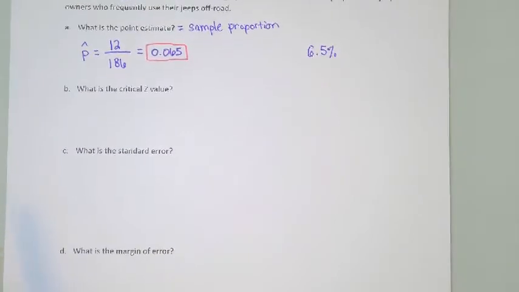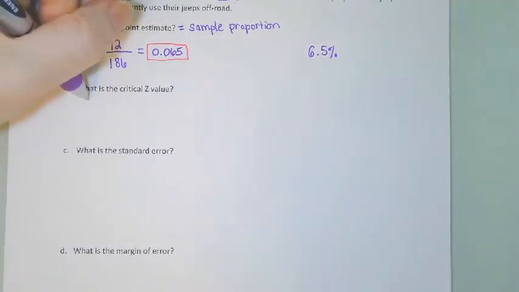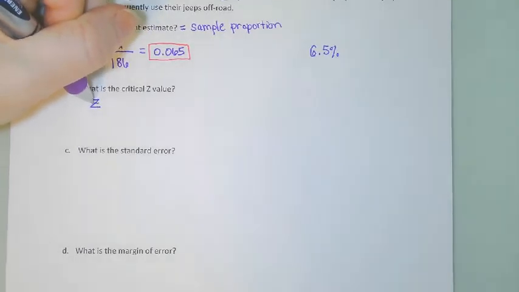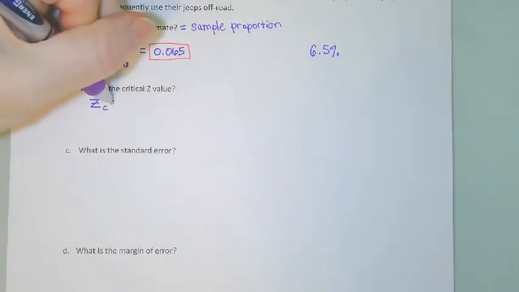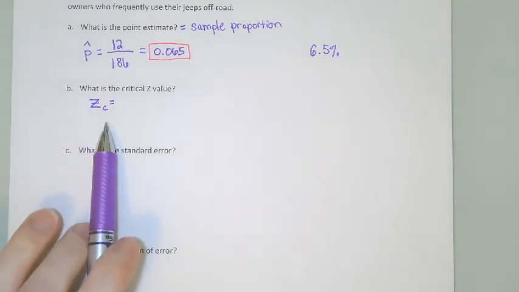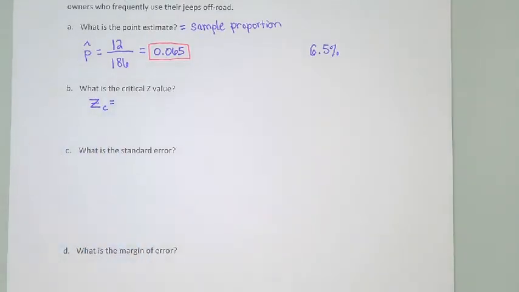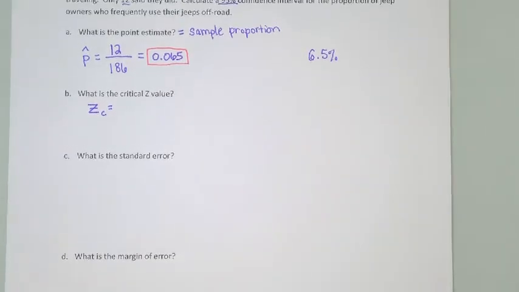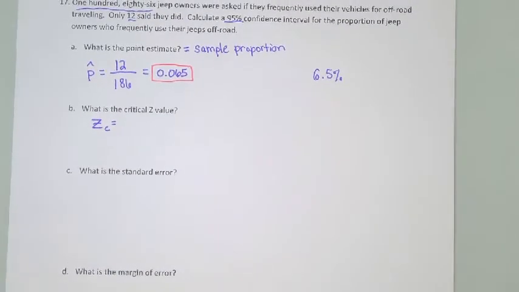Okay, so moving on to part B. Part B asks, what is the critical Z value? So a critical Z value, that's not something you're going to actually need to calculate, but more something you need to know, either have memorized or have in your notes. A critical Z value is denoted by Z sub C, and what your critical Z value is depends on the confidence level that was chosen.